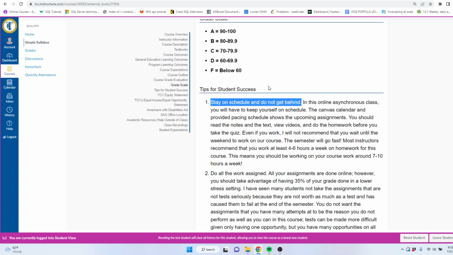And I have had students in the past with online classes think, oh, this is online. Asynchronous is what it's called because of the advent of synchronous online classes through Zoom or something.